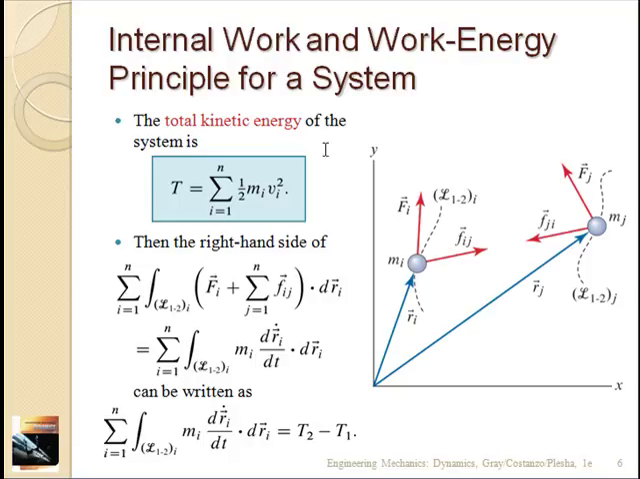So the total kinetic energy of the system is the sum of the kinetic energies of each of the particles in the system. So we can write the right-hand side of this balance this way, all right? So the sum of this m_i d r_i dot dt dot d r_i is just a change in kinetic energy going from point 1 to point 2. So that's pretty straightforward.